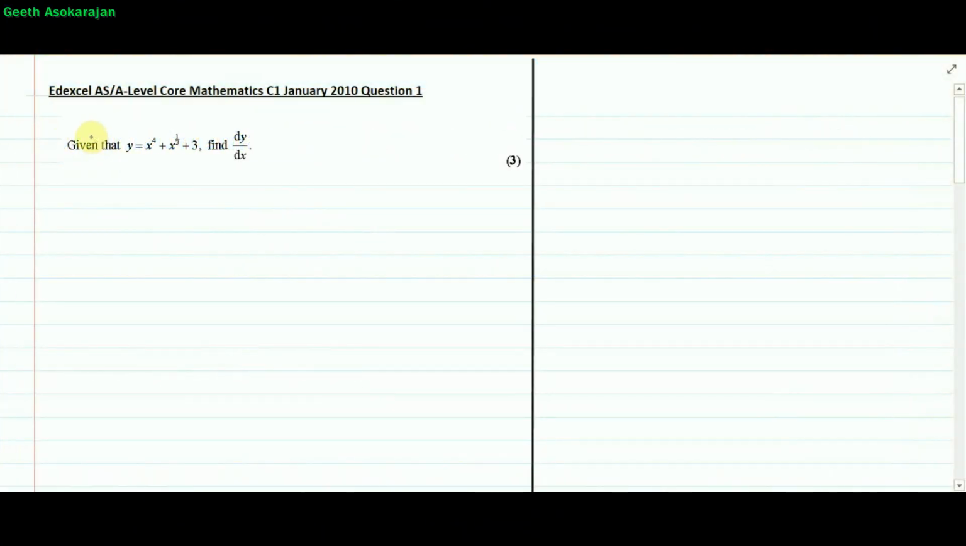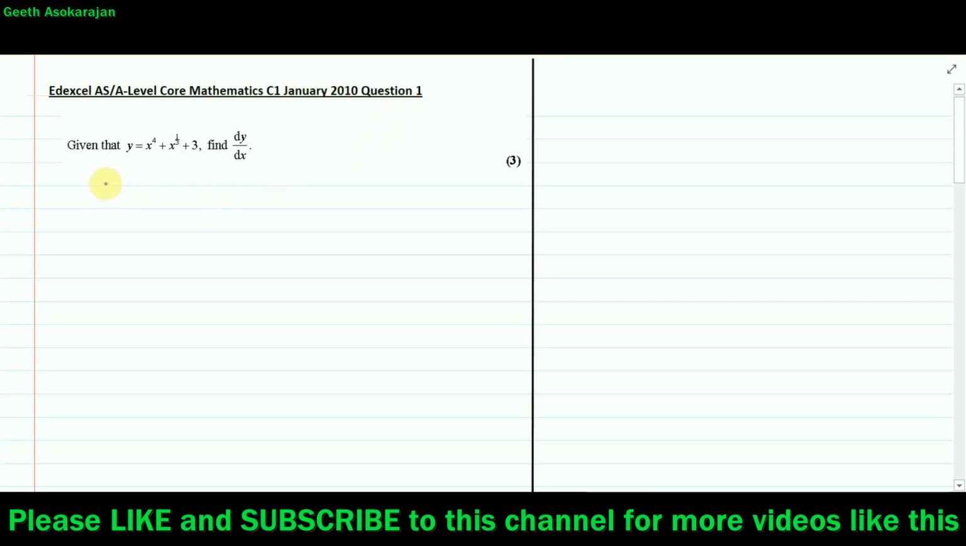Right, a past examination paper question. So this is an A-level core mathematics C1 past paper question from January 2010, and this was question number 1 of that paper. So let's have a look.